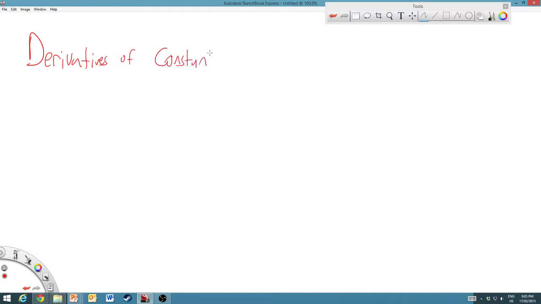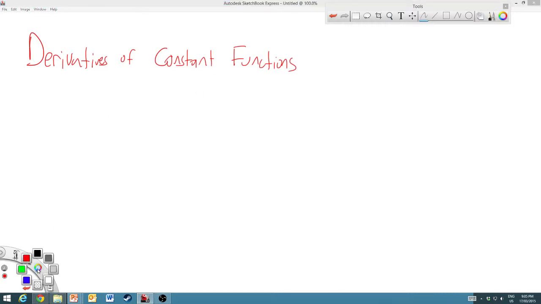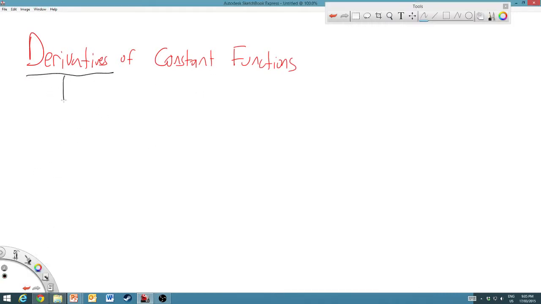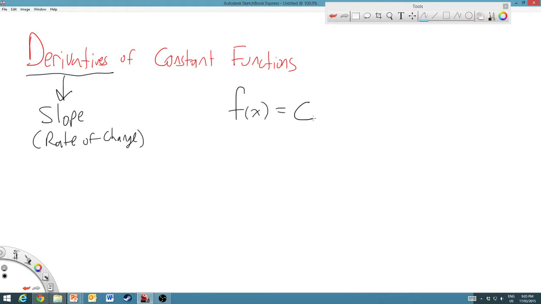And this one should actually be fairly easy because if you recall, a derivative is really just a slope. And again, by extension, because slope is rate of change of something, the derivative is really just a rate of change. So a constant function looks like this. f of x is equal to c, just some number c, a constant number.